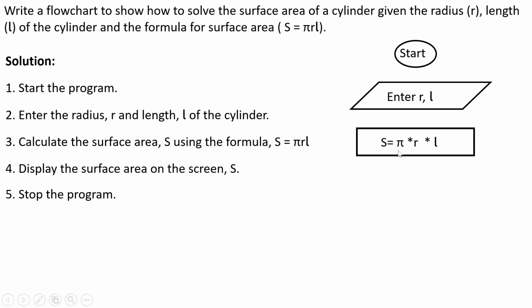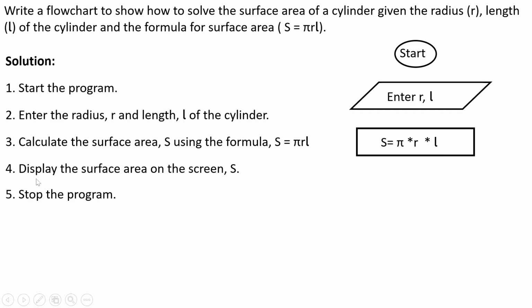So here you enter pi r l, and there is multiplication in between. So there's pi times r times l. The multiplication sign in computer language is represented by a symbol like a star. That is the symbol used to represent multiplication. So that's how you say S, which is the surface area, is equal to pi times r times l.